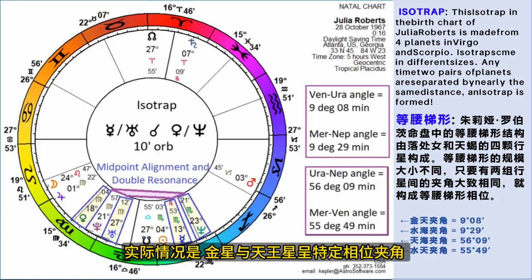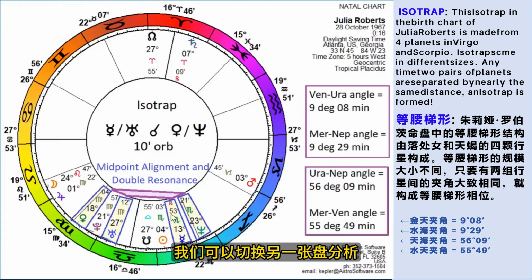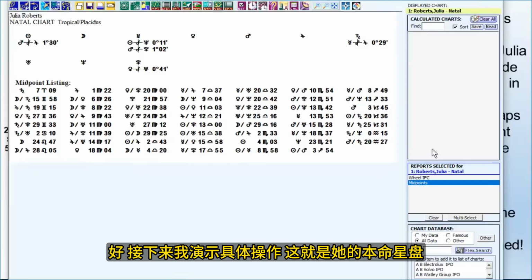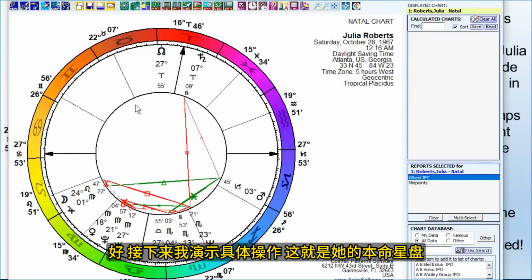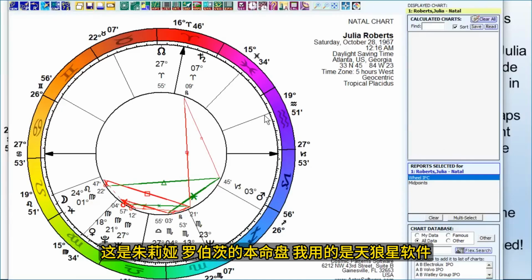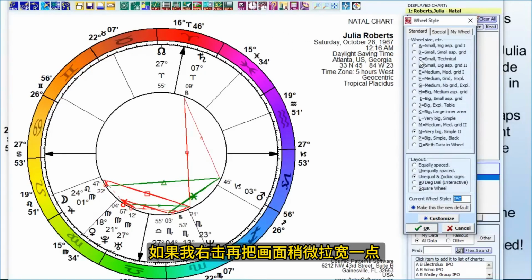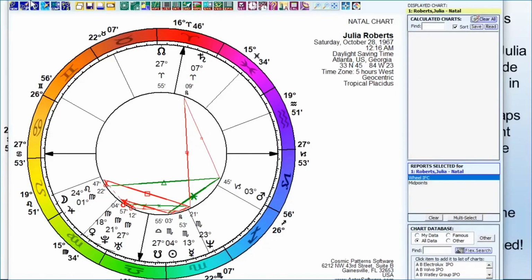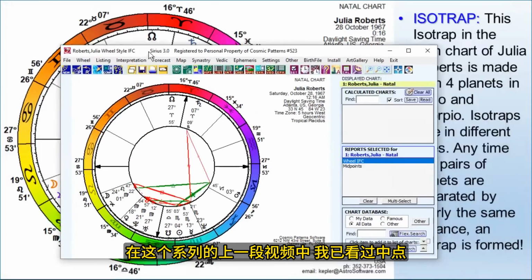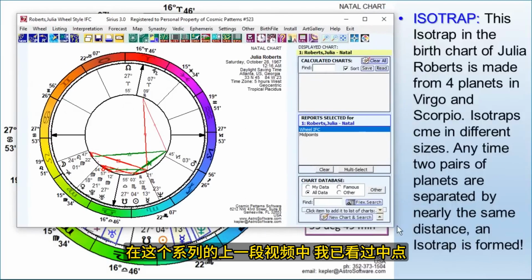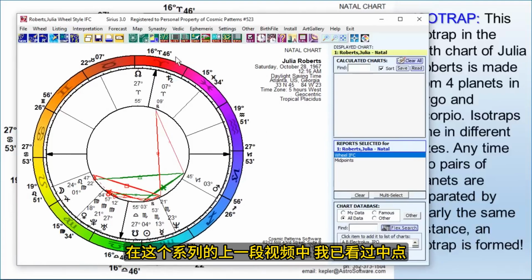Okay, so what's happening is that the angle between Venus and Uranus, we could pull up a different kind of chart wheel. Well, let me show you how you would do that. Here's her birth chart. So there's the birth chart of Julia Roberts. If I right click, I'm in the series software, of course, and I stretched this out a little bit. I was showing the midpoints in one of the previous videos in this series. Okay, so now you can see that.